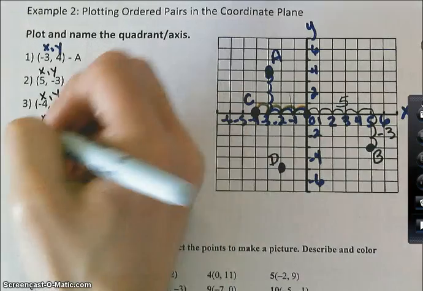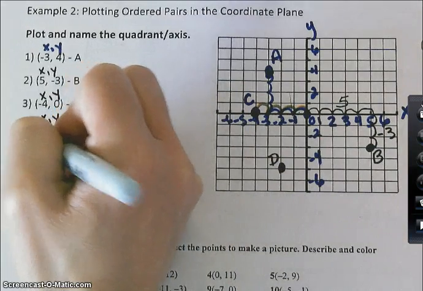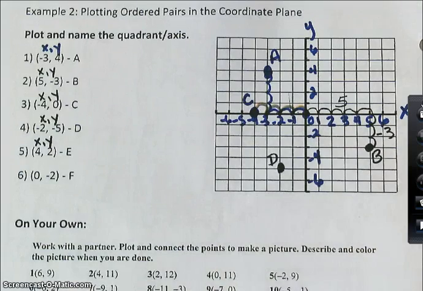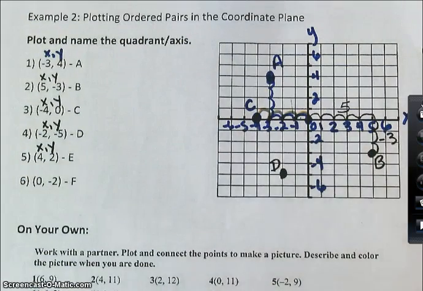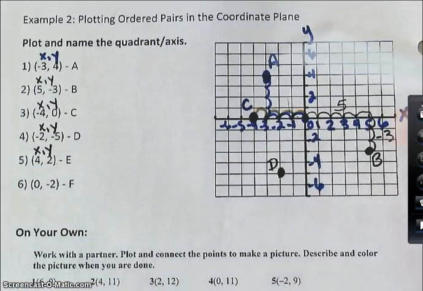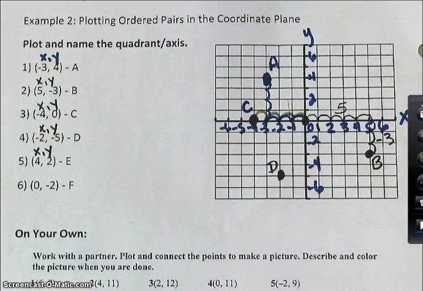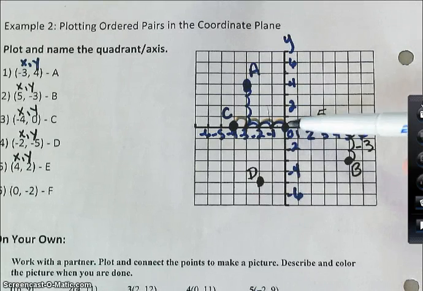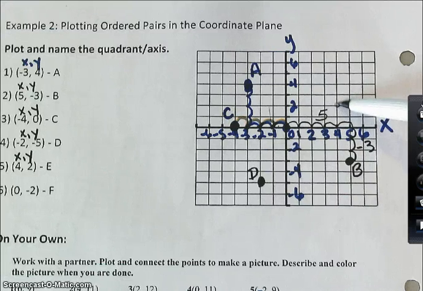Okay? This point for number 5, this is what we did last chapter, or chapter 4, where we had our positive coordinates. Well, let's go 4, 2. So 4 on the x is 1, 2, 3, 4. And then I have to go up 2, 1, 2 to plot my point. And I get E.